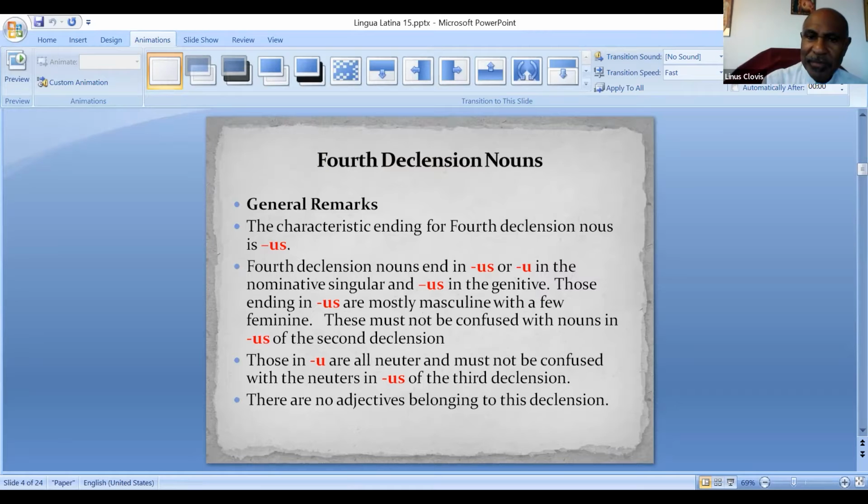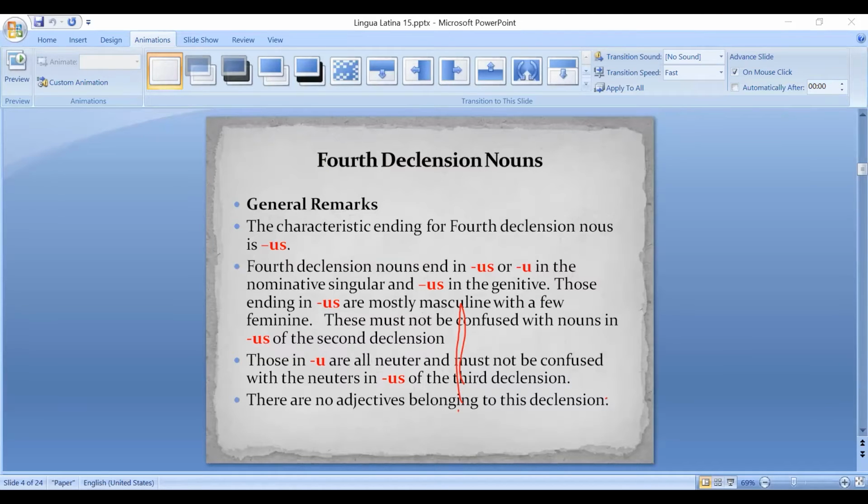Okay, next. The following are the case endings for the fourth declension. Remember, we had six cases: nominative, vocative, accusative, genitive, dative, ablative. Okay, so we have the noun. We know what the ending is. See the table. The first column gives us the cases. Then I have the second and third column. The second and third column are masculine and feminine.